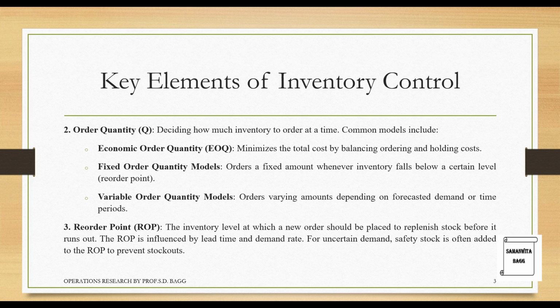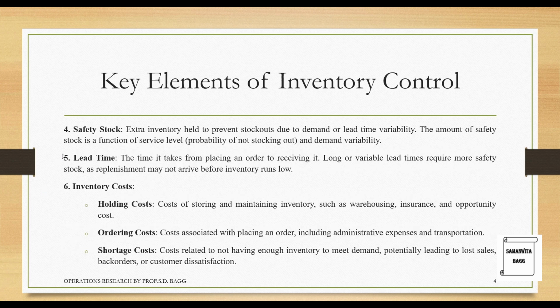So if the amount of products required in the market is more, then accordingly you will have to decide when to place the order such that you do not run out of raw materials. For uncertain demand, the safety stock is also added, that is called a buffer, so that you do not run out of stock, that is called a stockout situation. Safety stock, extra inventory helps to prevent stockouts due to demand or lead time variability. The amount of safety stock is a function of service level, probability of not stocking out, and demand variability.